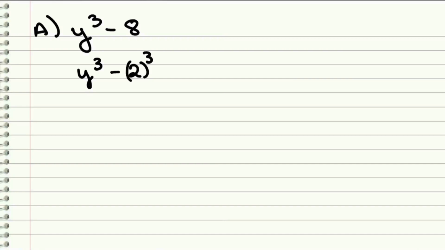So here's our bases, the 2 and the y. And remember, with a cube, one of our factors has to be a trinomial. So we're going to have a binomial and a trinomial. And remember our signs. We're going to start with the same as what we started with, the opposite of what we started with, and the last one is always going to be positive. So you can remember the acronym SOAP, same, opposite, always positive.